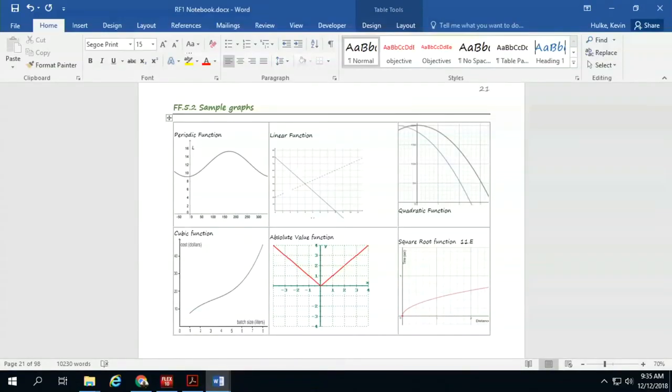The next function is the cubic function. The one that we did was the making of that drug, if you recall, where we were comparing how much the batch size was to how much the drug cost to make.